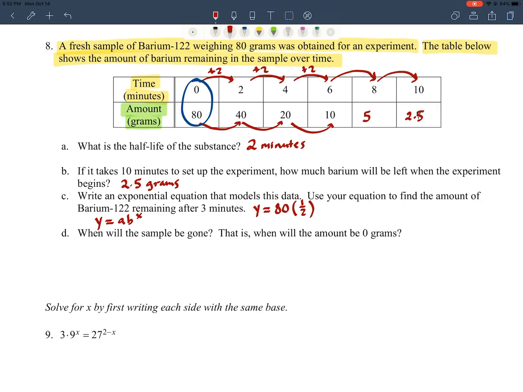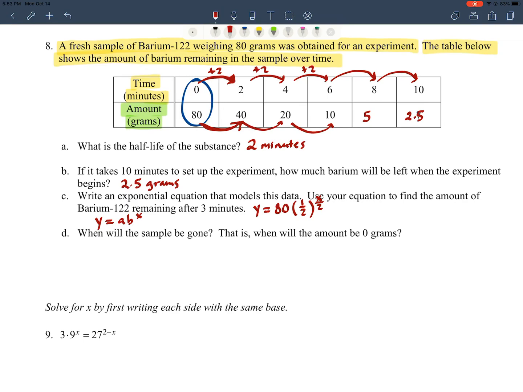And then we're going to have to take our time increment. So when I multiply 80 times 1/2, we get 40. But that's 1 half-life, and it's 2 minutes. So every minute we plug in, 1 minute would be like half of a half-life. So we're going to have to take our time increment and divide it by 2, because it's every 2 minutes we go through 1 half-life. Okay, so our equation is y is equal to 80 times 1/2 raised to the power of x divided by 2.